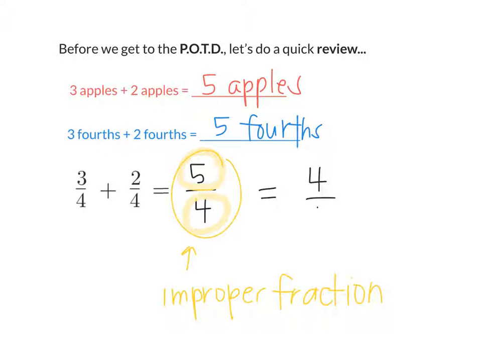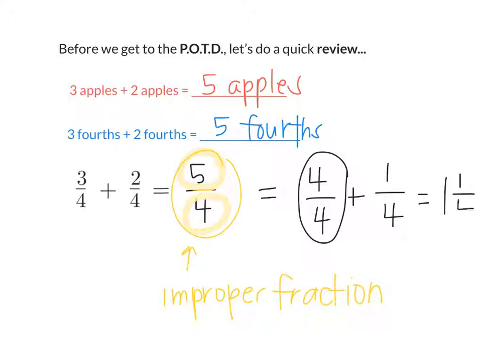Do you guys agree that 5/4 is the same thing as 4/4 plus 1/4? Yeah? 4/4 is really what number in disguise? So this is the same as 1 and 1/4. And now it is in its simplest form. Okay? So you always will know a fraction is not simplified if it's an improper fraction or if the numerator and denominator are divisible by the same number. Are 1 and 4 divisible by the same number? Well, they're both divisible by 1. But other than that, no, right? So that means it's in its simplest form.